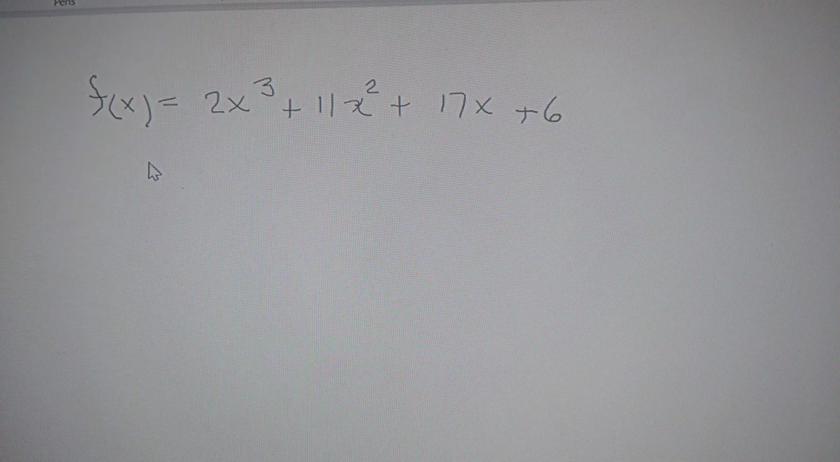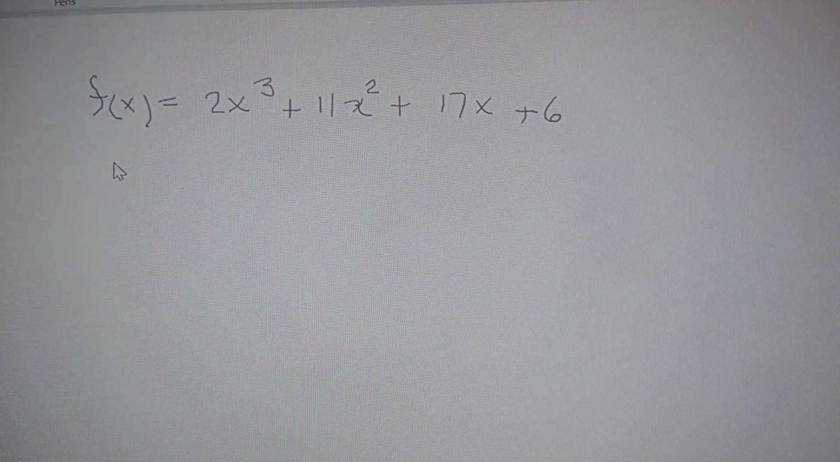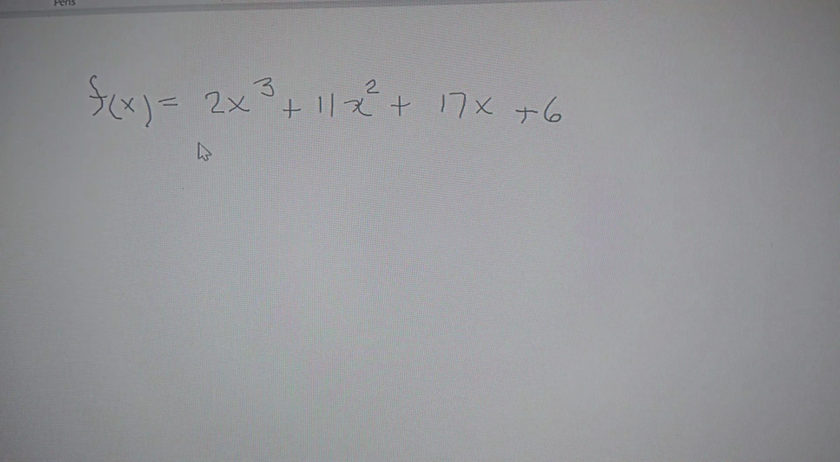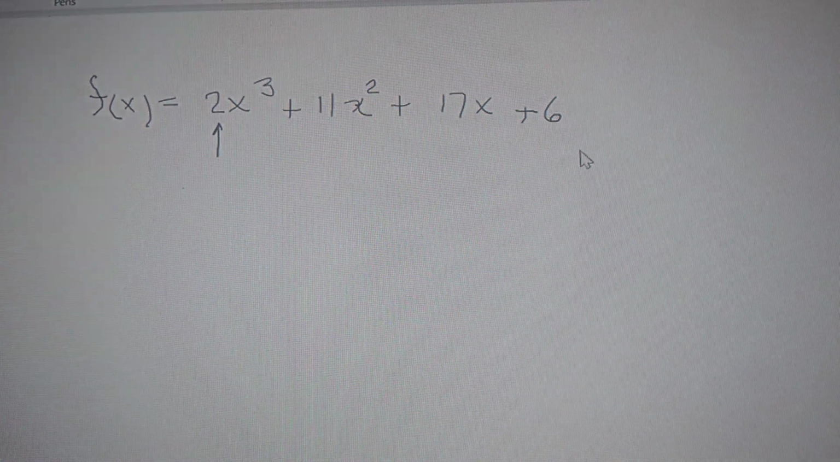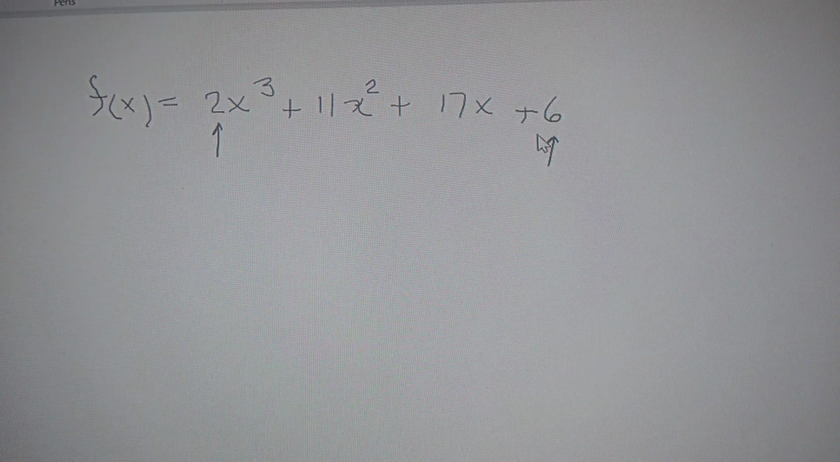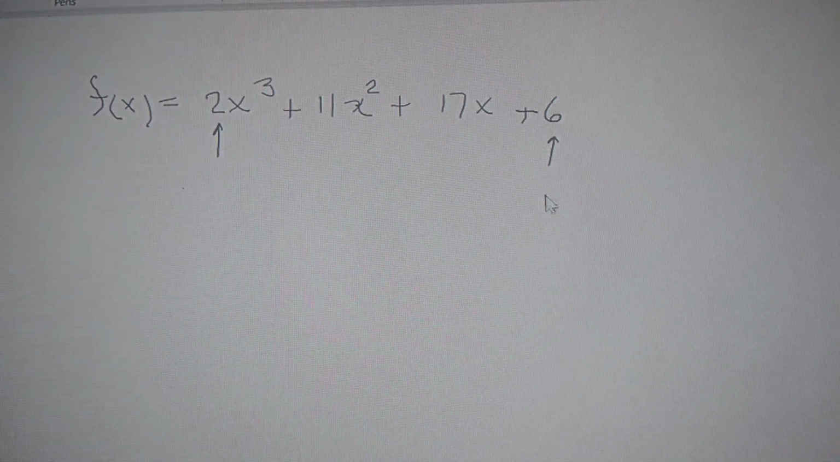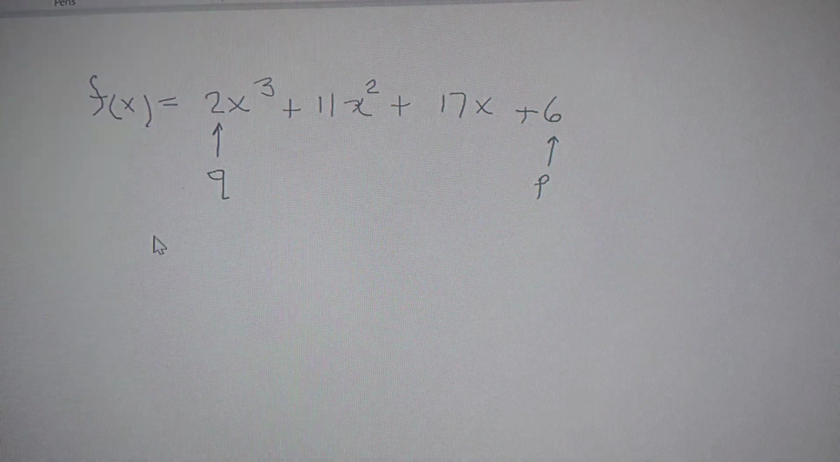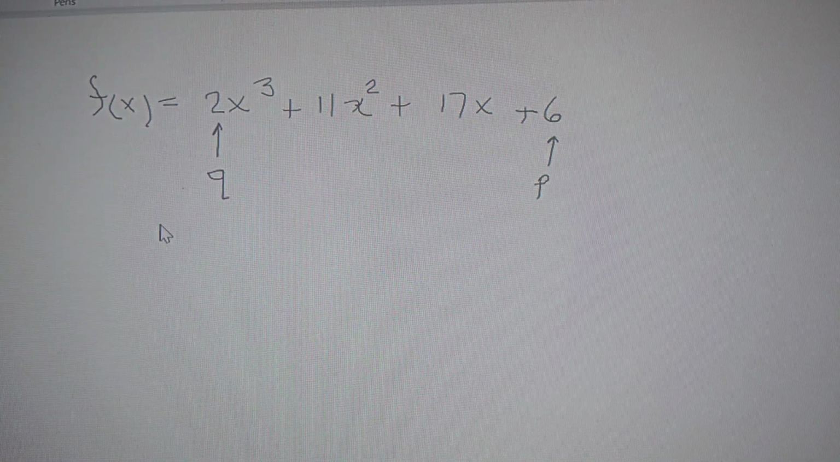So we want to find the zeros. We're going to be using the rational zeros theorem. That is, we are going to find all the factors of 2 and all the factors of 6. We're going to call the factors of 6 the p's, and the factors of 2 the q's. Well, what we want are the ratio of p over q. But first, find the factors of p.